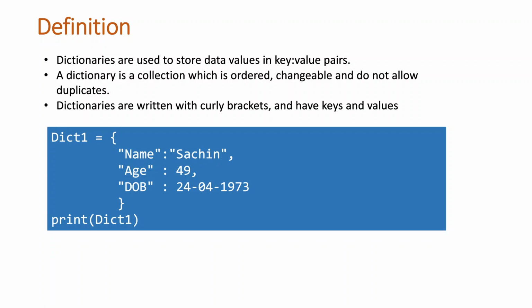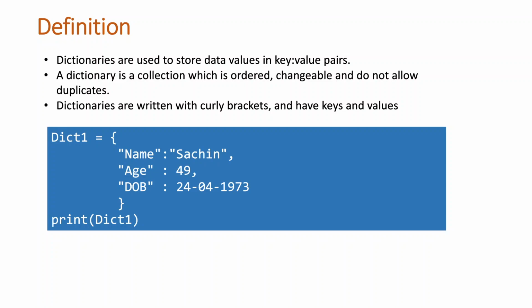Now coming to the second point: a dictionary is a collection which is ordered, changeable, and does not allow duplicate values. Before explaining this concept, I'll put a disclaimer here. If you are using Python version 3.7, dictionaries are ordered. In Python 3.6 and earlier, dictionaries are unordered. So make sure what Python version you are using and work accordingly. When we say dictionary items are ordered, it means that items have a defined order and that order will not change.